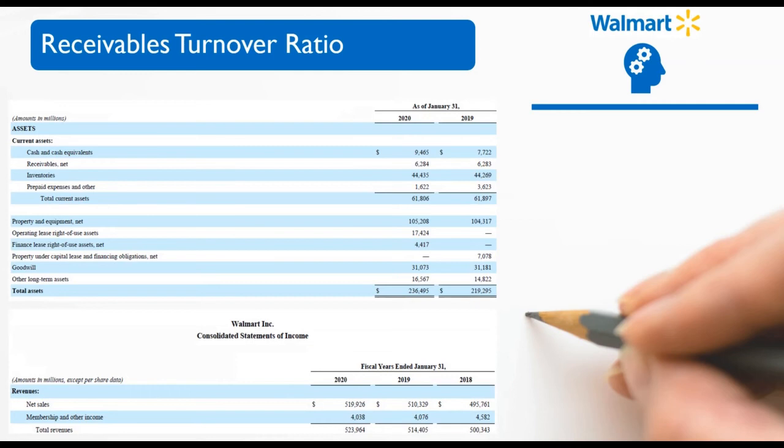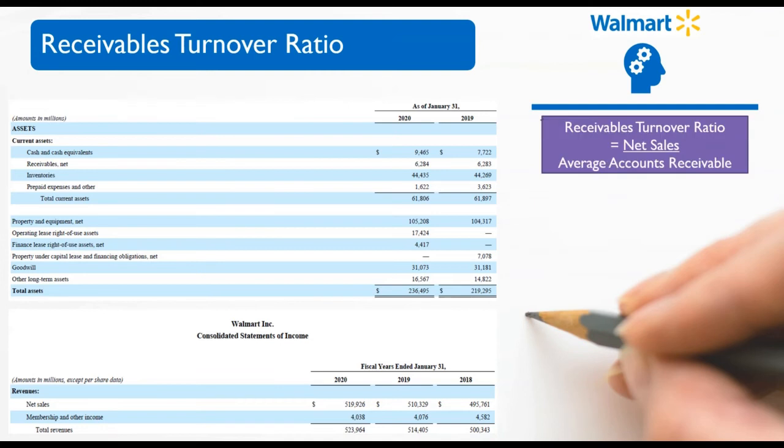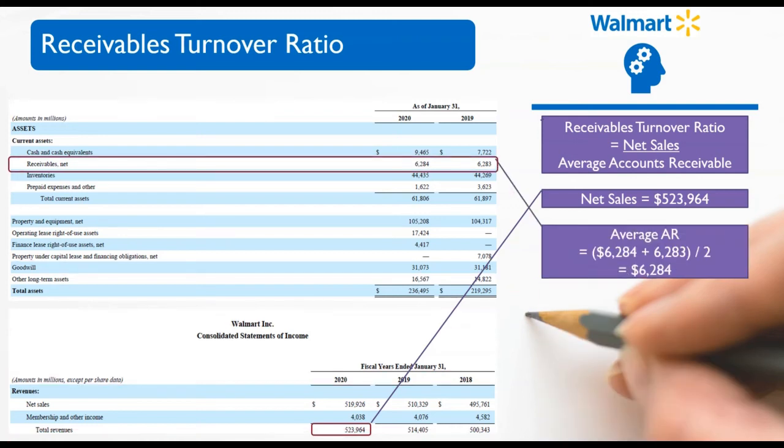On this slide, we'll now calculate the receivables turnover ratio for Walmart. Using the same calculation, we'll start with its net sales of $523.9 billion for fiscal 2020. And then we locate its accounts receivable balance, which averages to around $6.3 billion for fiscal 2019 and fiscal 2020, and that gives us a receivables turnover ratio of around 83.39.